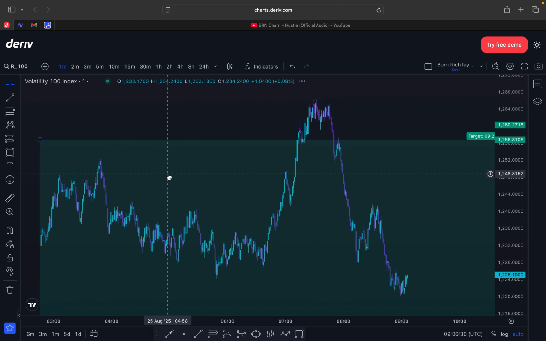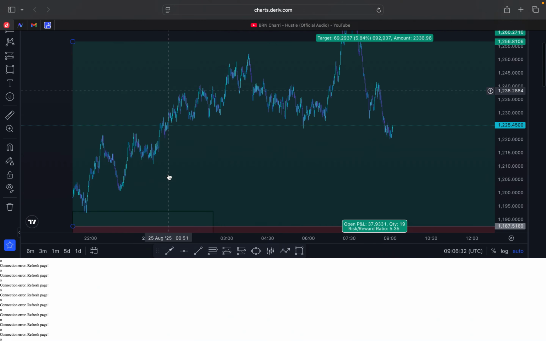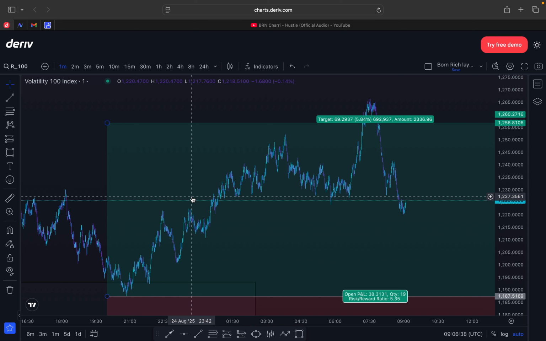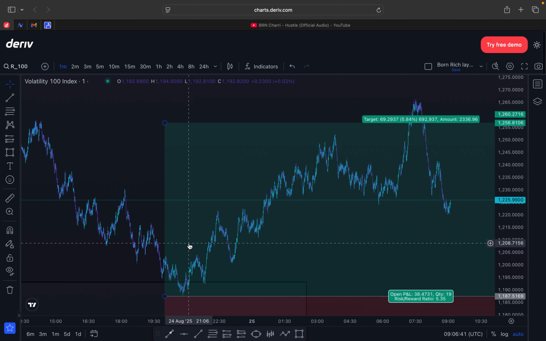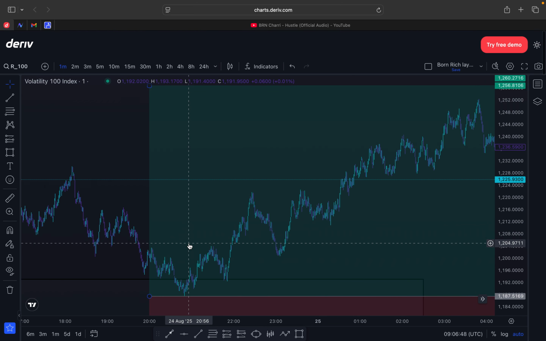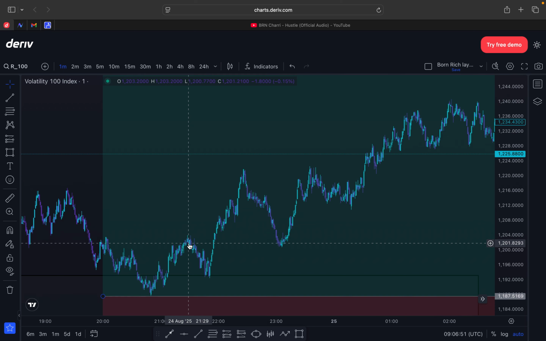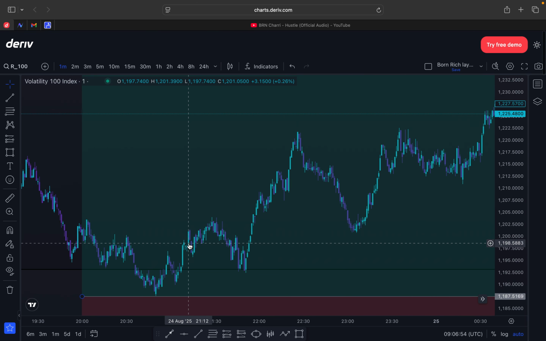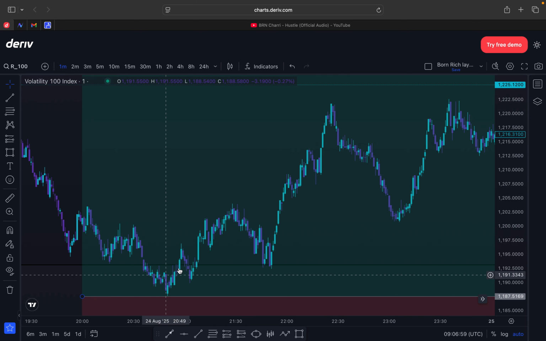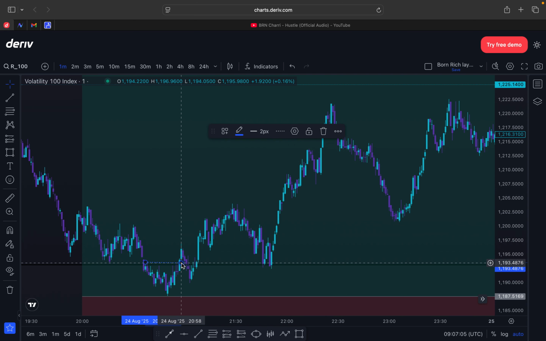Okay, so boom. The moment the market got into the zone, you wait for a break of structure and a retest. So you can enter here, you can enter after the market has broken the structure. So your entry would have been here.